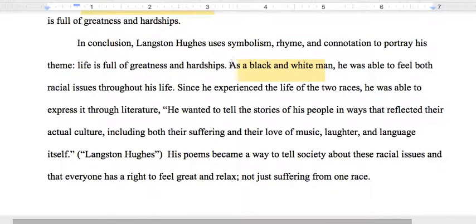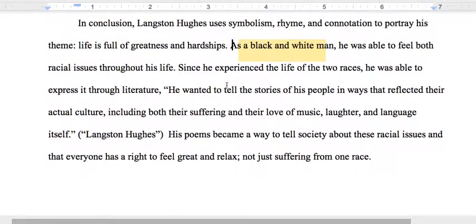But then the rest of the conclusion sort of tries to talk about why this matters, but it doesn't do so in a really effective way. First of all, there's an inaccuracy. Langston Hughes did not experience life both as a black and a white man. He only experienced life as a black man. So there's some inaccuracy here.